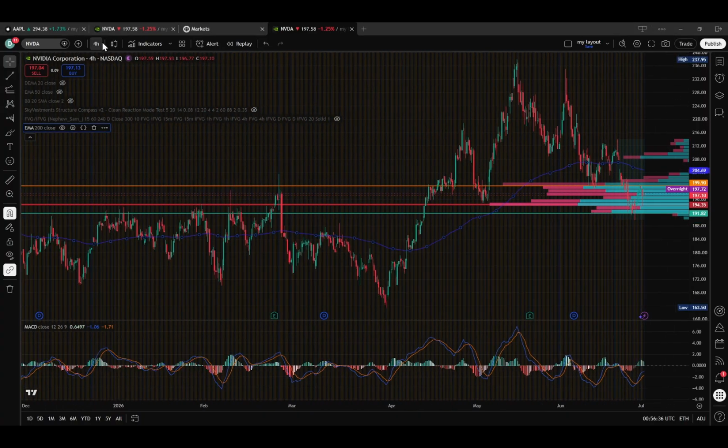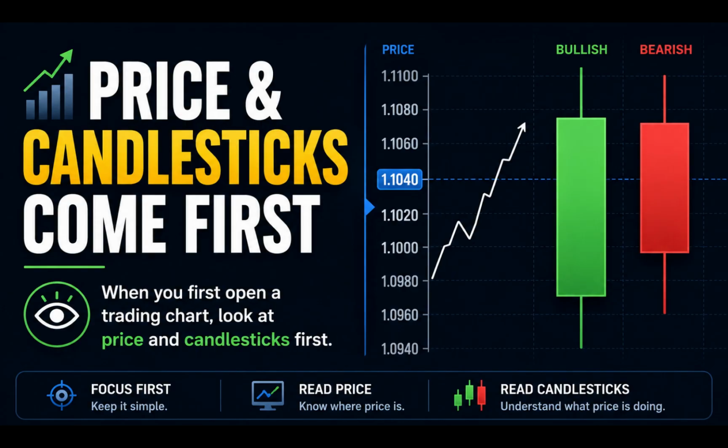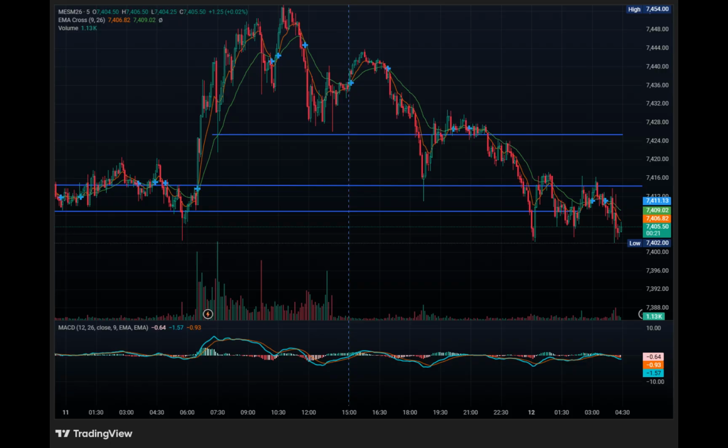You also see indicators added to charts. Indicators can help you study direction and momentum, but price and the candlesticks come first. You don't have to learn every candle pattern today. Right now, I just want you to understand what you're looking at when you first open a trading chart.